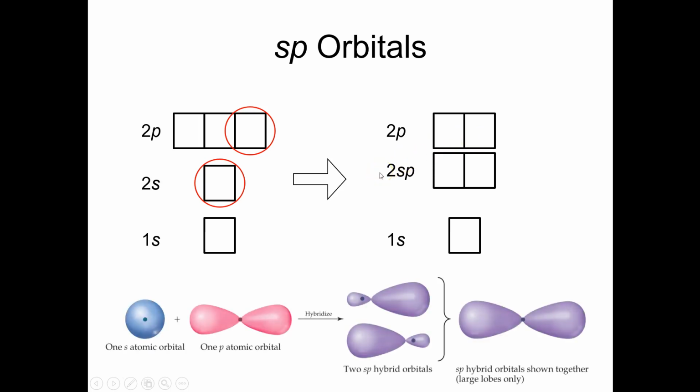Now, when that happens, what I'm doing is I'm taking the s orbital from the 2 level and a p orbital from the 2 level, and I'm hybridizing them. That gives me the number of orbitals that go in equals the number of orbitals that come out.